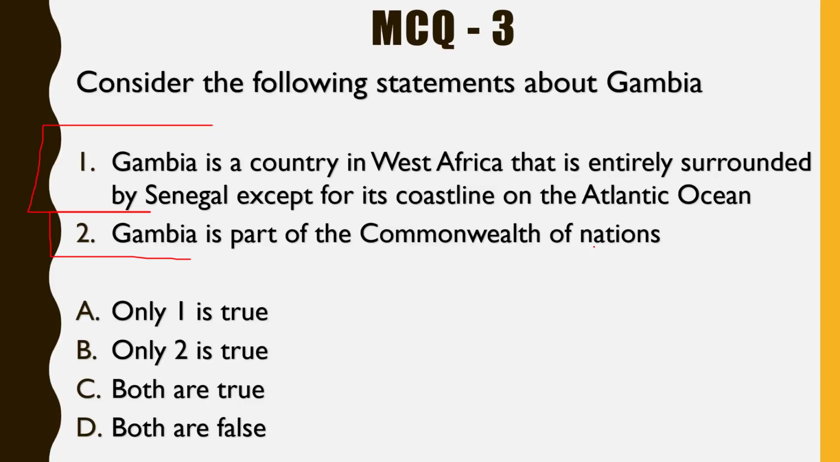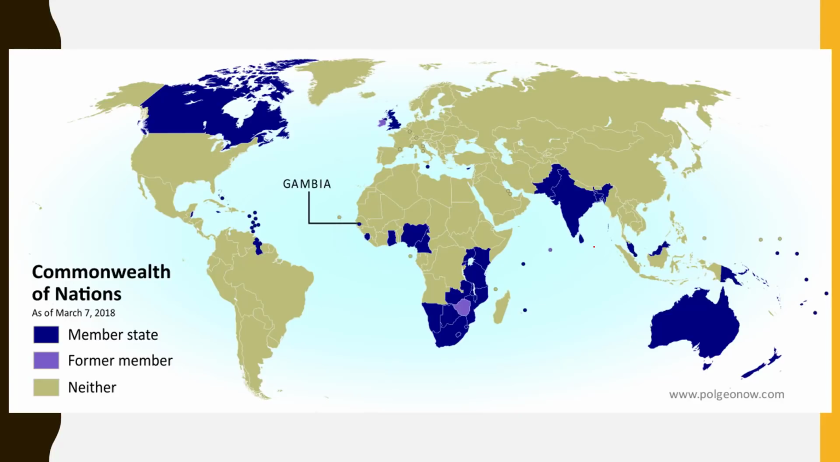So as you can see, this right here is a map of all the Commonwealth nations. All the blue countries right here, they are part of the Commonwealth. And you will see Gambia right here. It was once a British colony, so that is why it is now a member of the Commonwealth nations, and it is right here. And recently in February 2018, it rejoined the Commonwealth.